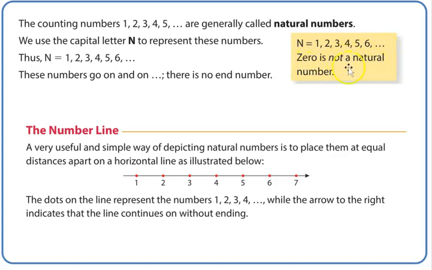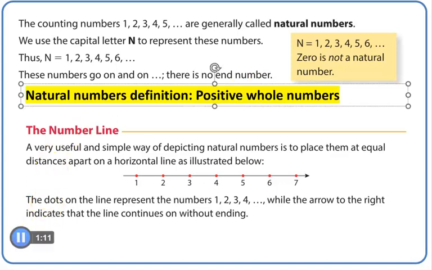0 is not a natural number. So the official definition for natural numbers is positive whole numbers. So negative numbers are not natural numbers. Fractions are not natural numbers. Decimals are not natural numbers. Natural numbers are positive whole numbers. And the first natural number is 1.